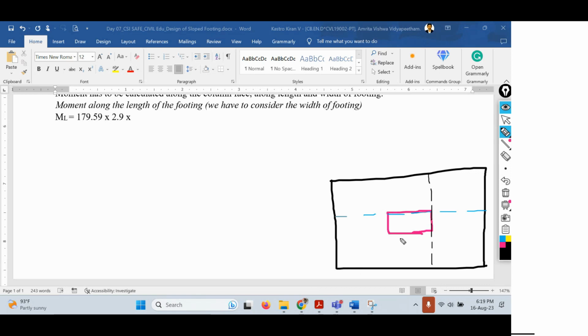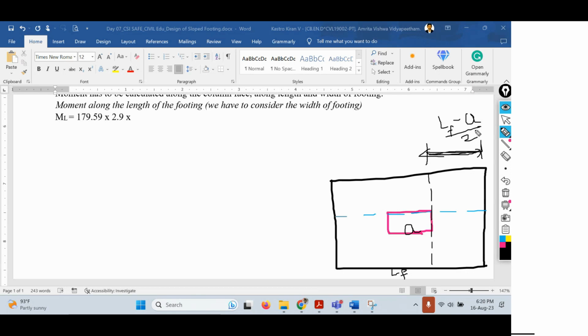So initially, let's say I want to find out this span. How to get this span? We know the total length of the footing, that is the LF value, and we also know the length of the column, that is A. Therefore this length will become (LF minus A) divided by 2. When you solve this, you are going to get this particular length.